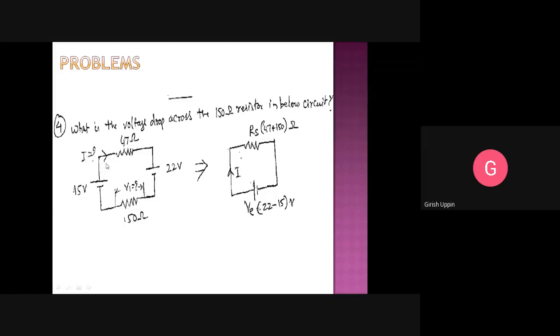Now, if you see this one, there is one resistor, one voltage source, another resistor, and a second voltage source. Now, can you tell me whether these two resistors are connected in series or parallel? Anybody? Whether these two resistors, 47 ohm and 150 ohm, how they are connected? Are they in series or parallel?